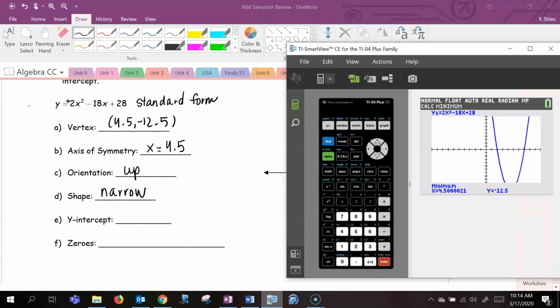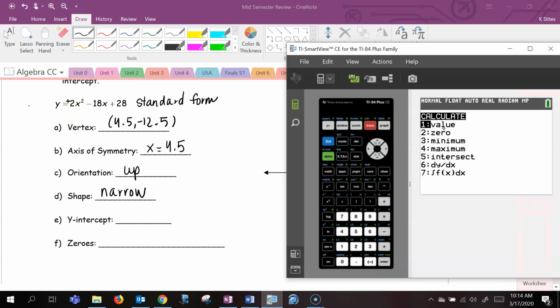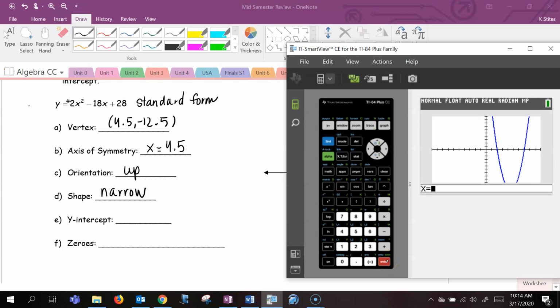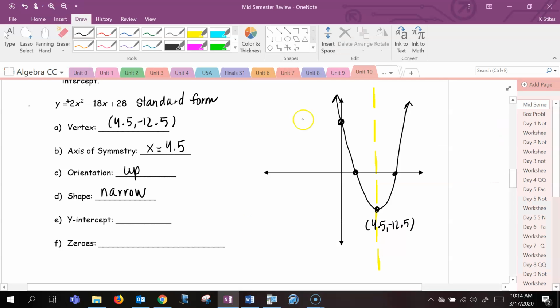Y-intercept, here's how we find it. Second trace value, and x equals 0. You're not going to be able to see it, but it'll tell you where it is. It's all the way up at 0.28. You can go ahead and label that. All right, now for the zeros, we know they're on the x-axis.